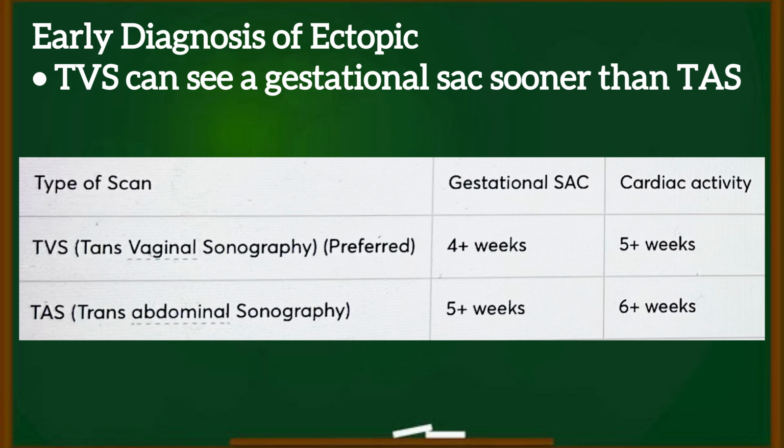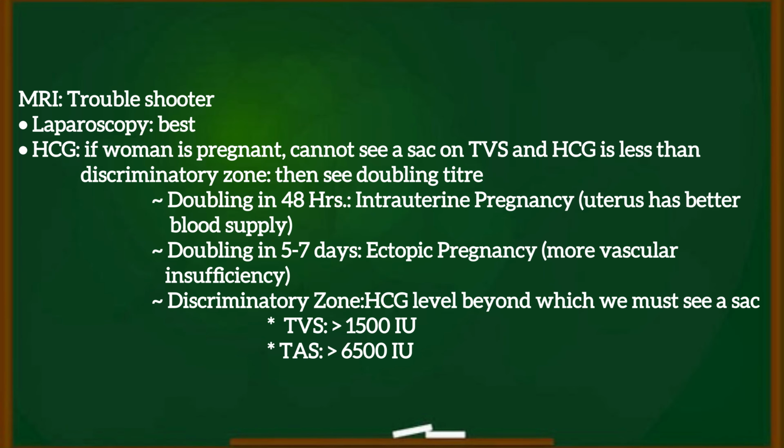So let's see the timeline. Transvaginal sonography is preferred because here gestational sac can be seen in 4+ weeks and cardiac activities in 5+ weeks. Whereas in transabdominal sonography, gestational sac is seen in 5+ weeks and cardiac activities in 6+ weeks.